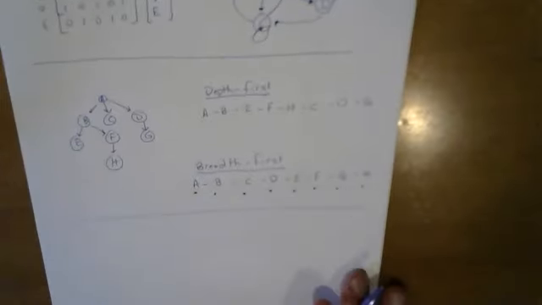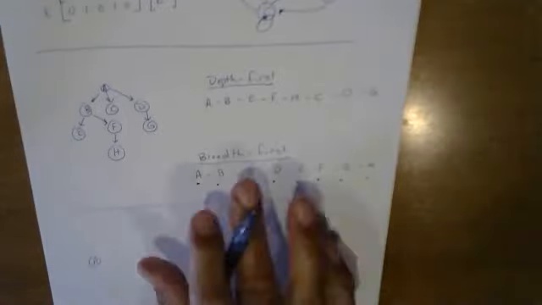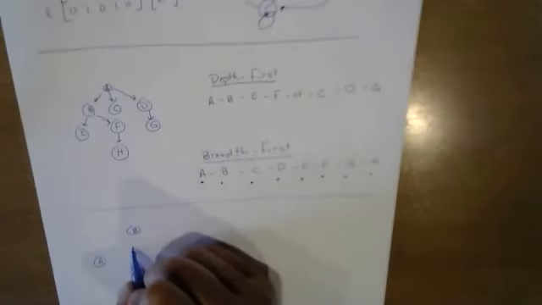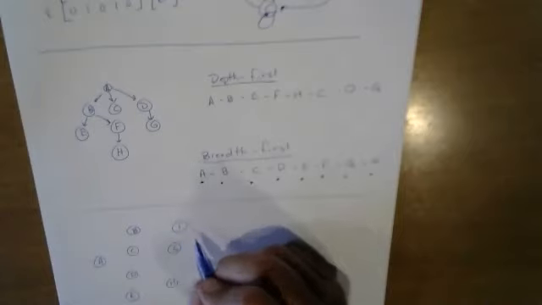All right, let's kick it up a notch here. Let's go with A, B, C, D, and E. I got F and G, and I have an H over here. And finally, I have an I right there.